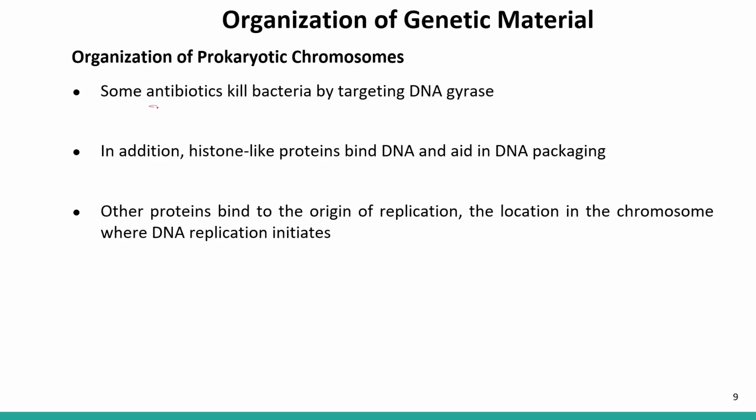Some antibiotics kill bacteria by targeting the DNA gyrase. When this DNA gyrase is destroyed by these antibiotics, the bacteria get killed. So now you can understand how important this enzyme, DNA gyrase, is. If this enzyme is absent, the bacteria can get killed.